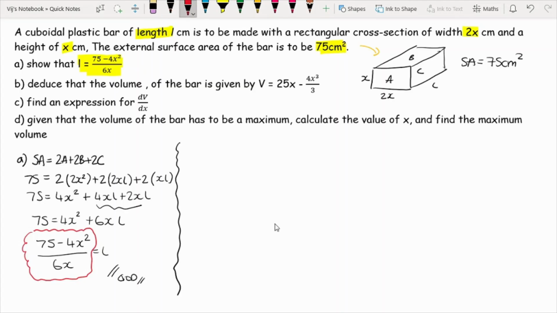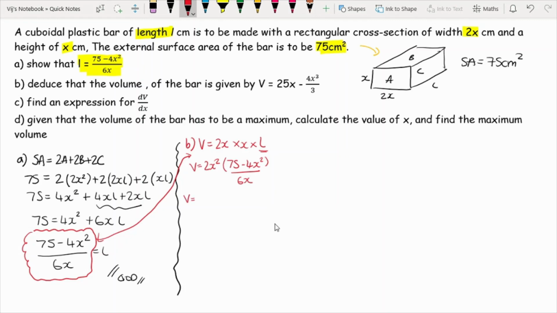Moving on to B, let's get a different colour for B. What we've been asked here is to deduce the formula for the volume. The volume is going to be equal to the base times the height times the width, so it's going to be 2x times x times L. Because we want to get to the volume formula, we don't want to have multiple letters, so rather than using L, I'm going to swap it for its equivalent that we worked out in part A. So V is going to equal 2x squared times 75 minus 4x squared over 6x.